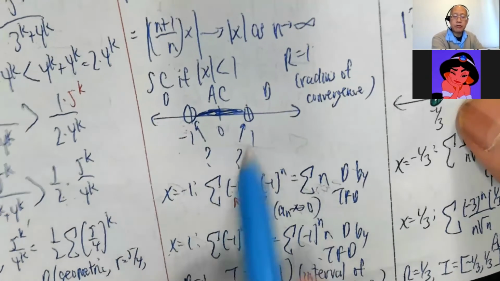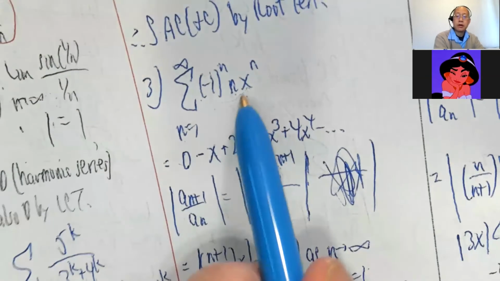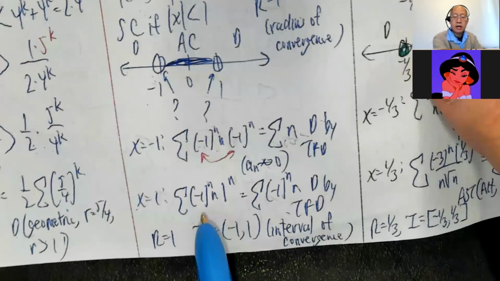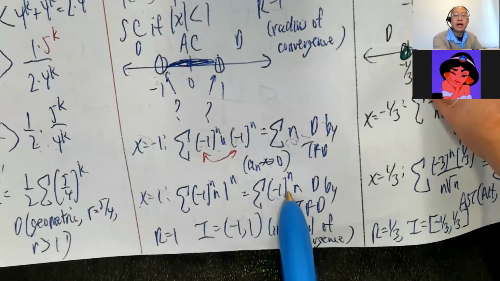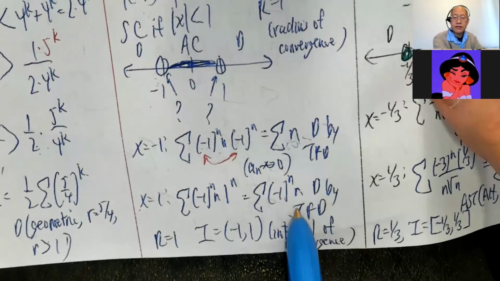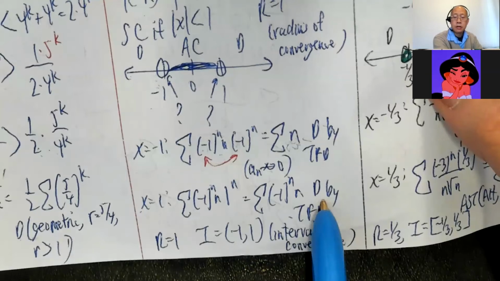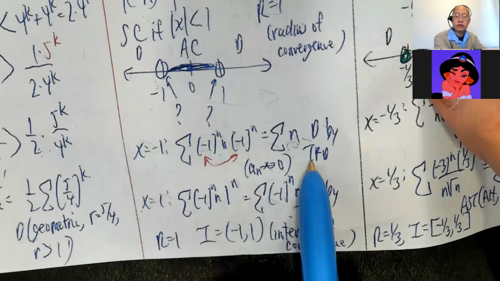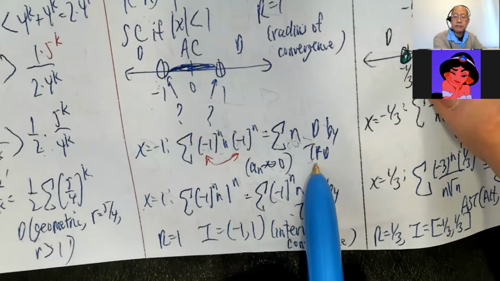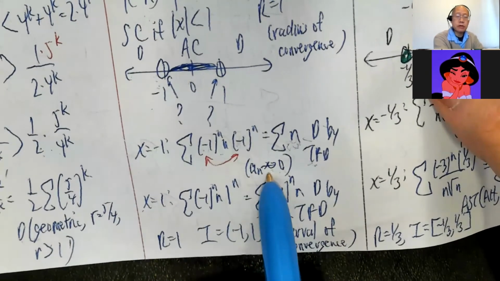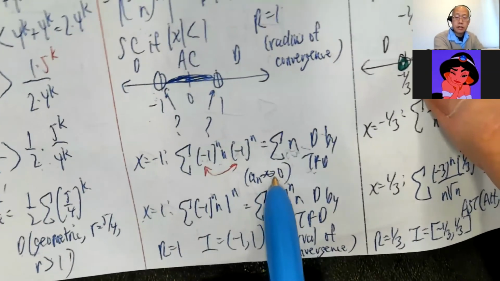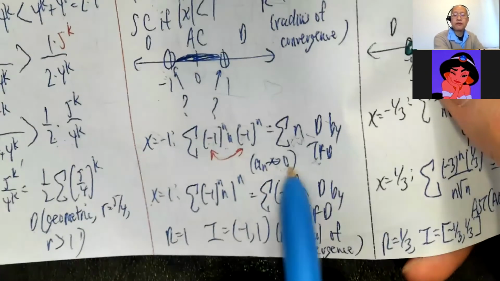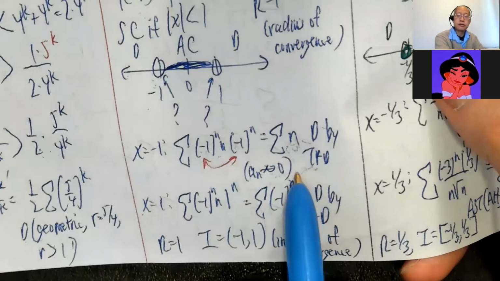How about if I plug in the other endpoint, x equals 1? Put a 1 there. Well, 1 to the n is just 1, so I can just ignore it. So I have summation -1 to the n times n. That also diverges by TFD, test for divergence. And so what's test for divergence? If a sub n does not approach 0, the series diverges by test for divergence. And again, watch out. If a sub n does approach 0, no conclusion. Some of you in the previous quiz said, oh, a sub n does approach 0, therefore the series converges. No, that's not true.